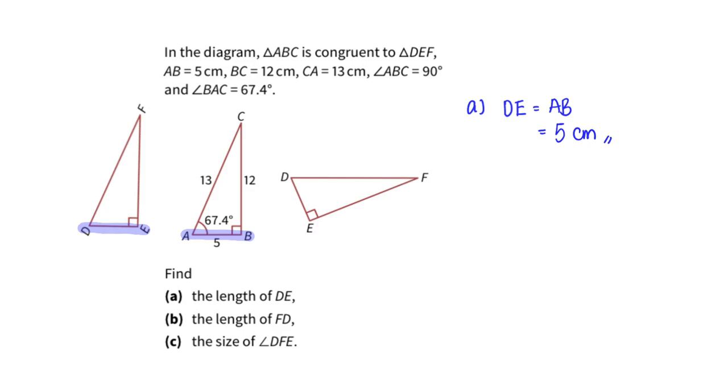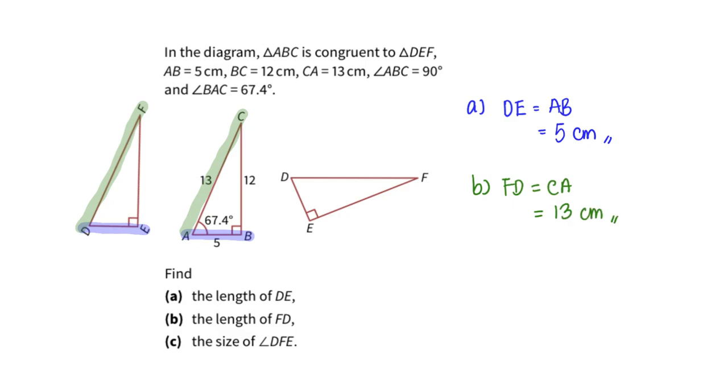Find the length of FD. FD and AC are corresponding sides. So for part B, FD is equals to CA. So in this case, 13 cm.